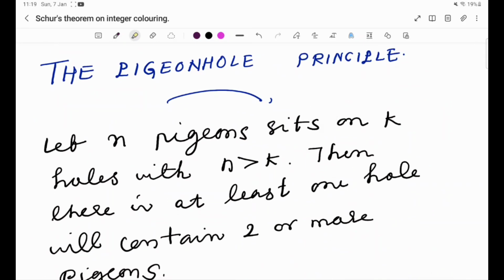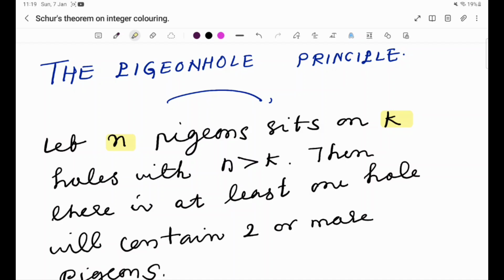The Pigeonhole Principle is a very basic theorem, maybe the most basic in all of mathematics, because it comes out of common sense, basically. Let n pigeons sit on, or want to occupy, k holes. We can talk about a situation like this. Suppose there are k holes available. For example, suppose there are 3 holes in a tree available, and there are 5 pigeons, right?